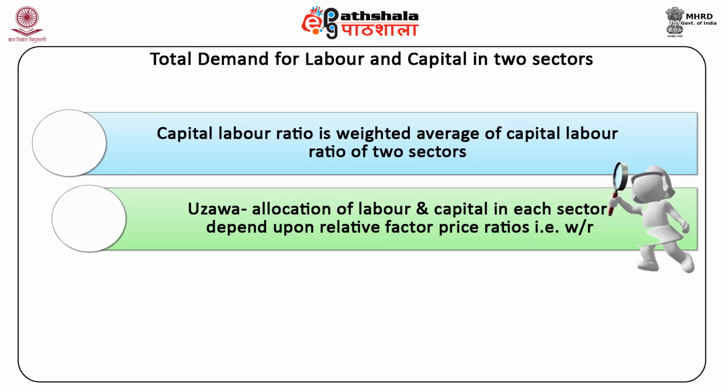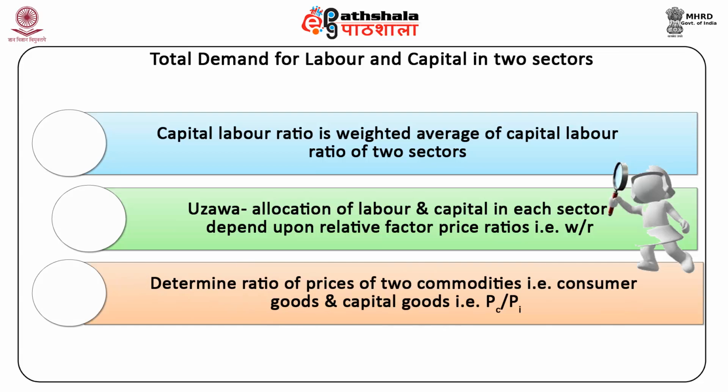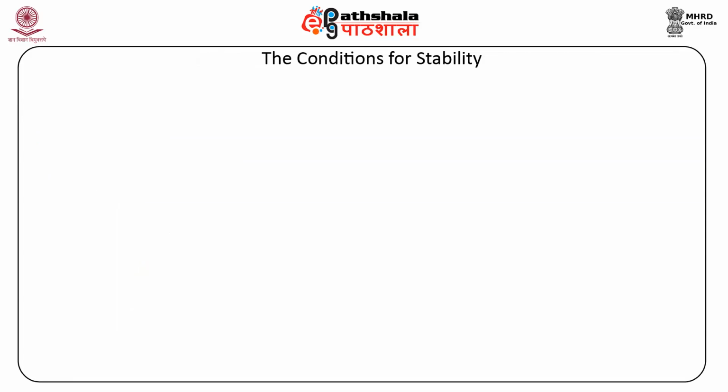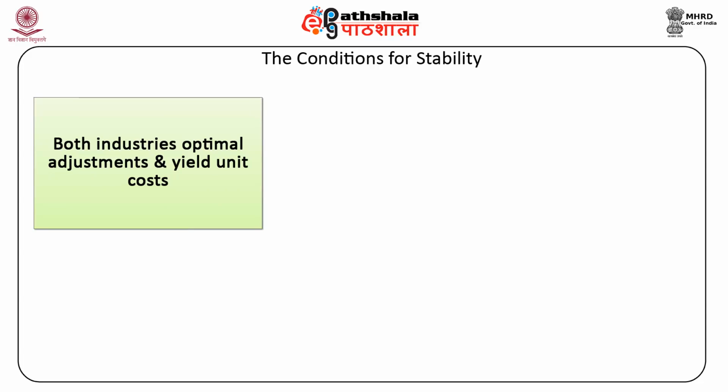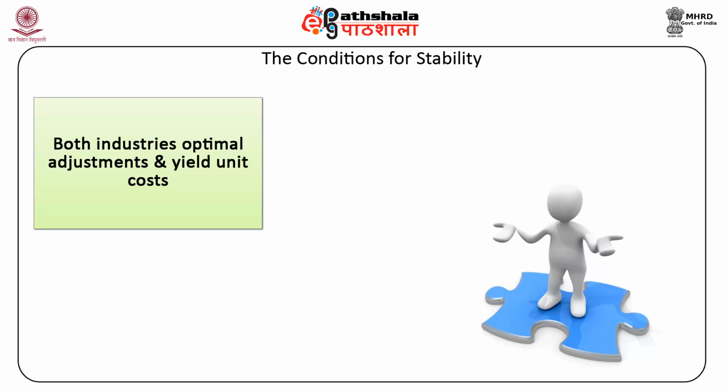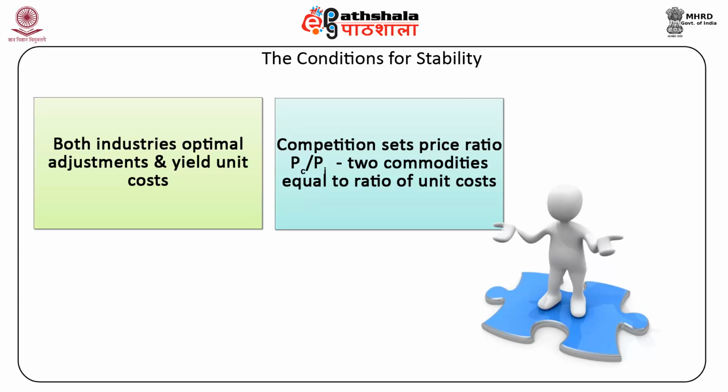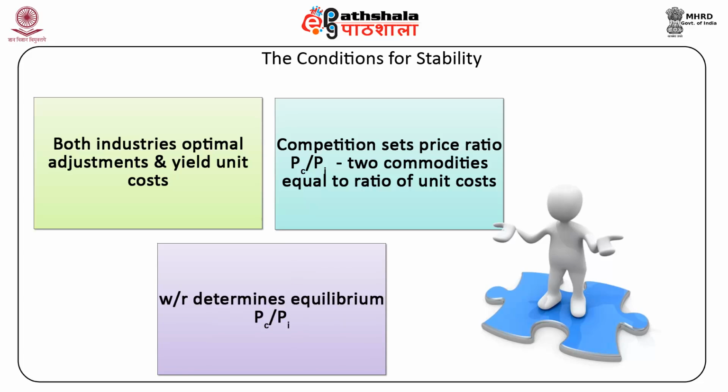Uzawa further states that the allocation of labor and capital in each sector of the economy would depend upon the relative factor price ratio, that is W upon R, which further determines the ratio of prices of the two commodities, that is consumer goods and capital goods, PC upon PI. Both industries make optimal adjustments and these yield unit cost competition that sets the price ratio PC upon PI for the two commodities equal to the ratio of unit costs. Thus, any W upon R determines an equilibrium PC upon PI.